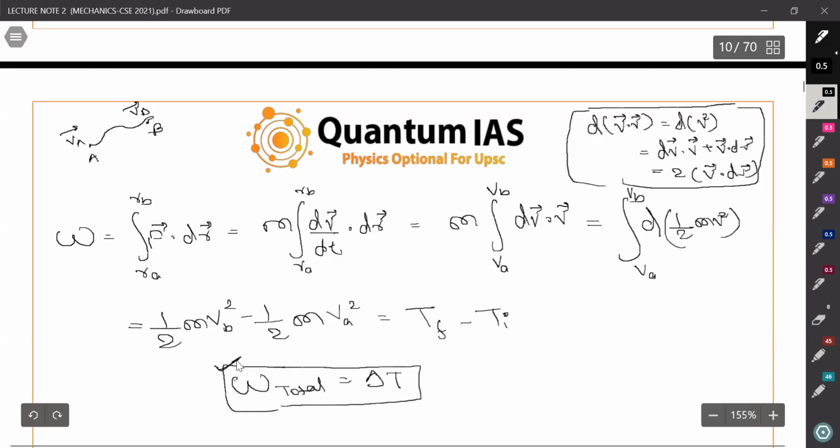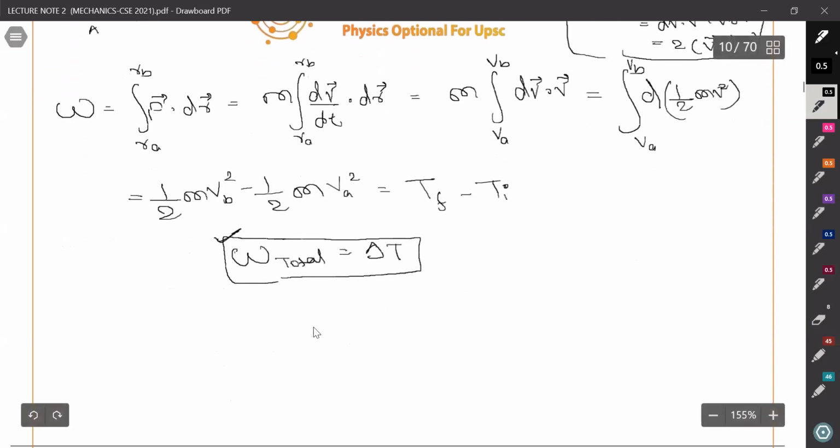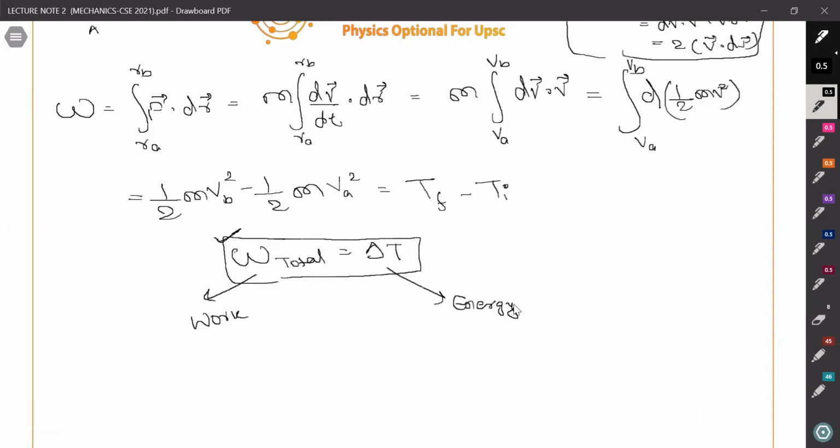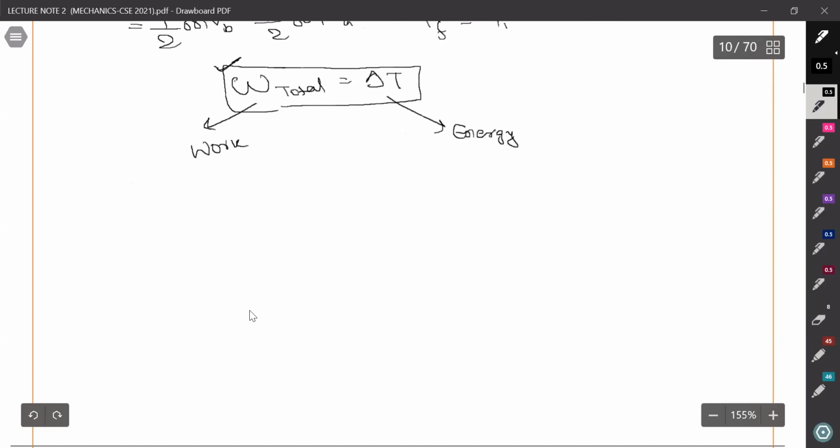Whenever you are required to use this result, you have to derive it from here only. And it gives the relation between work and energy, and this is the most important concept in work energy. Now let us practice some questions, then we will move further.